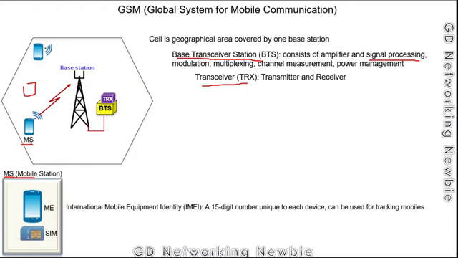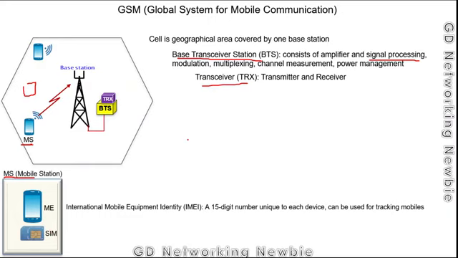Now every mobile equipment has a hardware number associated with it, written on that mobile. That is the International Mobile Equipment Identity, IMEI. It's a 15-digit number that is unique to each device. Each device has this IMEI number, and that number can be used for tracking. For example, if a mobile is stolen, we can send a request to block that mobile equipment so that nobody can use it. So that's the IMEI number associated with the mobile equipment.